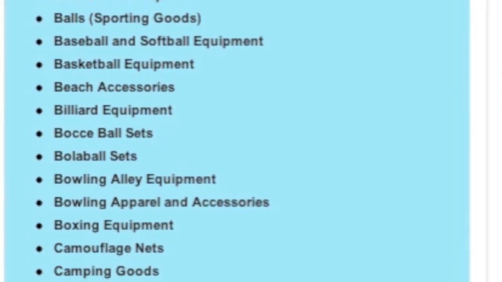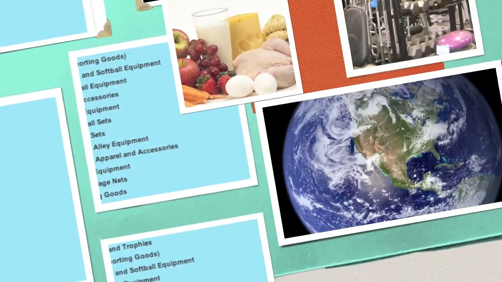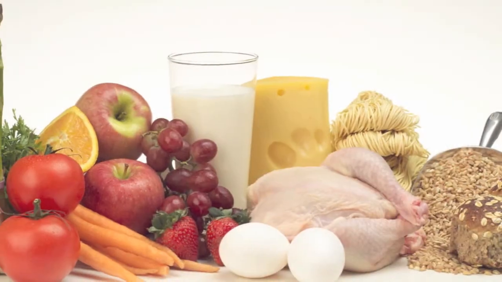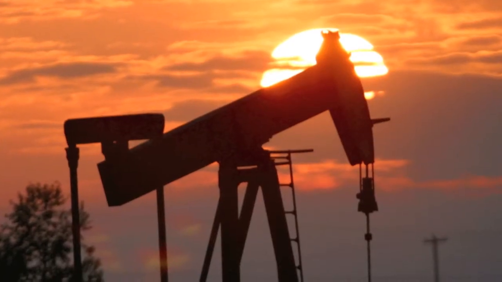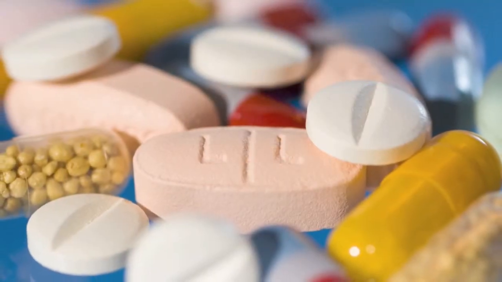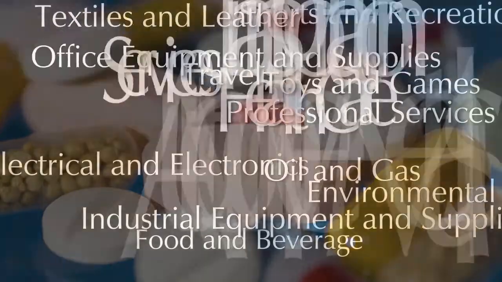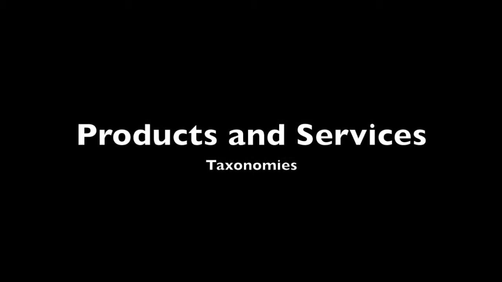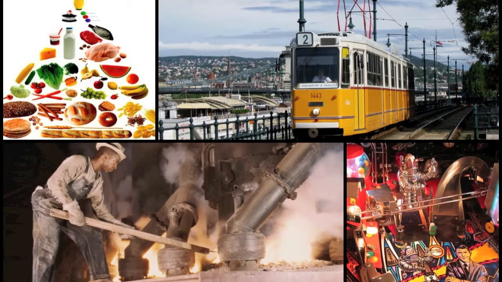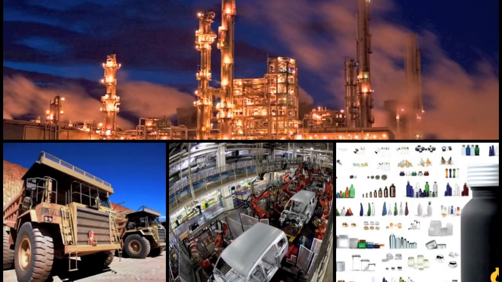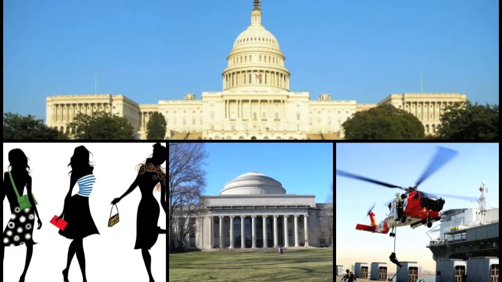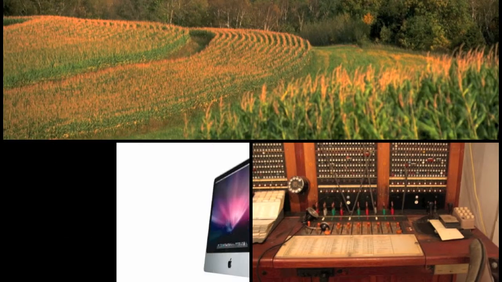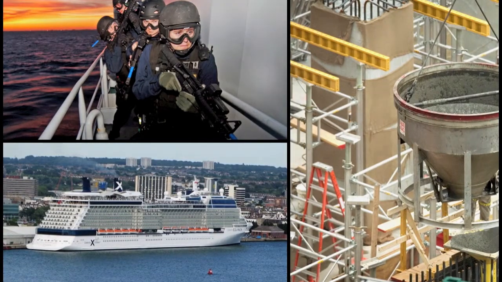So the WAND taxonomies are simply representations of how we organize geography, how we organize sporting goods equipment, or how we organize food and beverage domains of information, or oil and gas domains of information, or pharmaceutical and other topics. WAND taxonomies cover all enterprise domains of information. The WAND taxonomies cover the products and services that the enterprise sells, whether it's food and beverage, oil and gas, environmental, fashion and apparel, government, industrial equipment and supplies, any of these topics, WAND provides taxonomies that can address the products and services that a company sells.